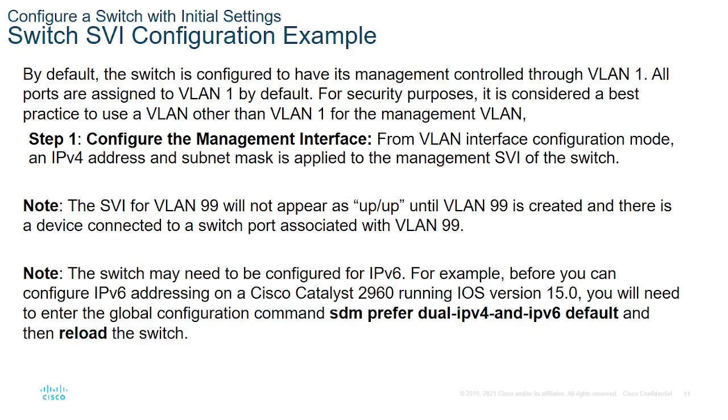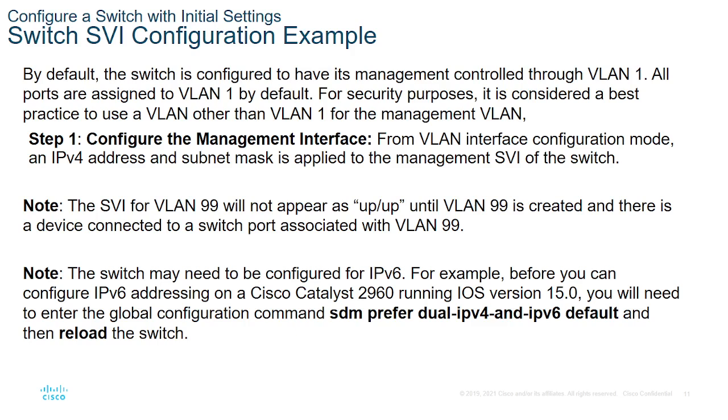from the VLAN interface configuration mode, and you give it an IP address and subnet mask and apply it to the switch virtual interface of the switch. For example, you can create a switch virtual interface for VLAN 99, which will not appear up until it's created and a device is connected to that switch port.